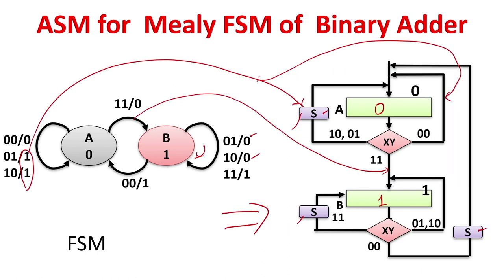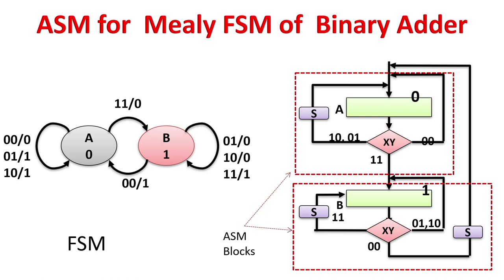In the same example, there are 2 ASM blocks. The number of ASM blocks is the same as the number of states. In this case there are 2 states, so we have 2 ASM blocks. An ASM block executes in 1 cycle. That means an ASM block is the state box, the associated condition boxes, and all its outgoing edges and conditional boxes. All these things get executed in 1 cycle. Based on conditions it goes to the next ASM block, or it may stay in the same ASM block.